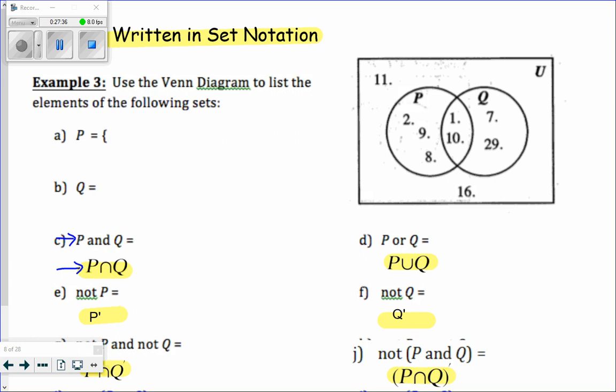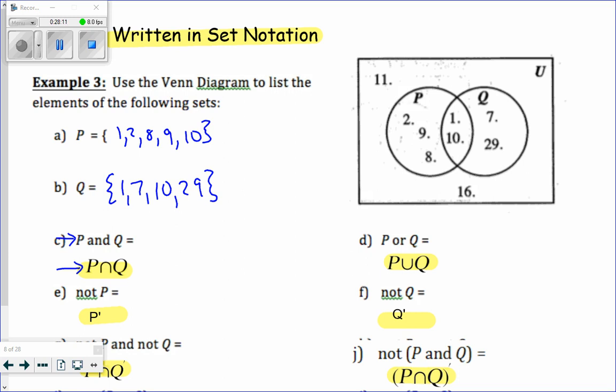Okay, so here's our filled in Venn diagram. What are the elements of set P? This means everything in circle P. So that would be 1, 2, 8, 9, 10. It doesn't matter that 1 and 10 are in the overlap, they're still part of circle P. What are all the elements in circle Q? 1, 7, 10, and 29.